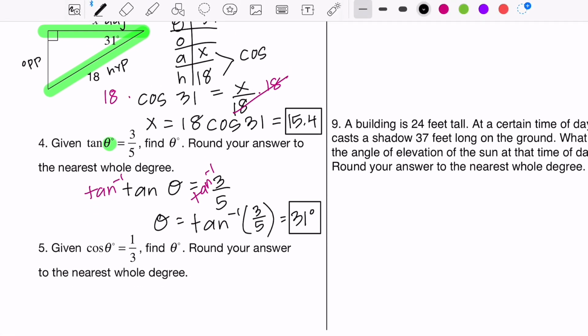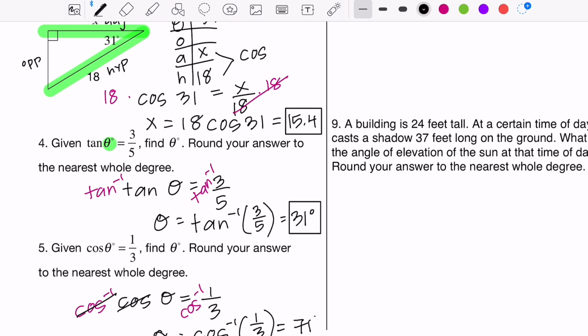Same thing here, cosine of theta equals 1/3. The way we reverse that cosine so we can solve for the angle is to use cosine inverse. When that happens, the cosine inverse and the cosine cancel out on one side, and on the other, there's nothing to cancel out. We just plug it into the calculator, and that gives me 71 degrees.